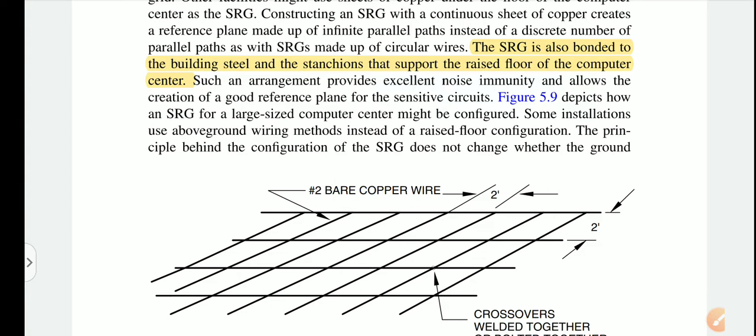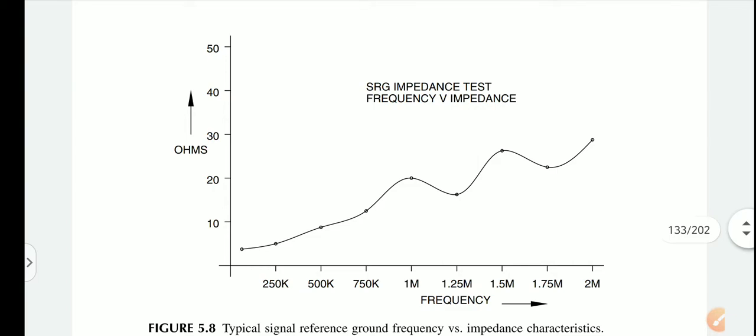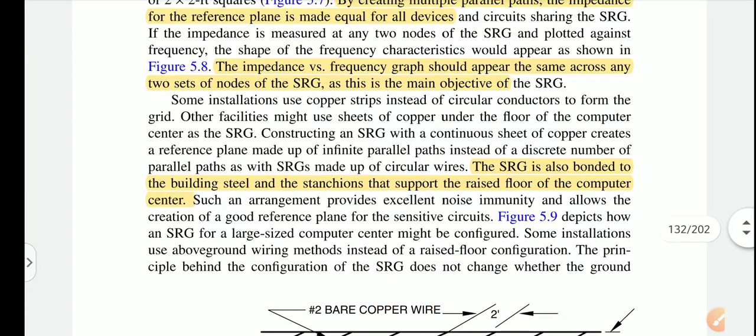As per the graph, across any two nodes of this circuit, this graph must remain the same. Here, the impedance versus frequency graph should appear the same across the two sets of nodes of the SRG, as this is the main objective of the SRG. So there should be no impedance difference between any devices and the ground.